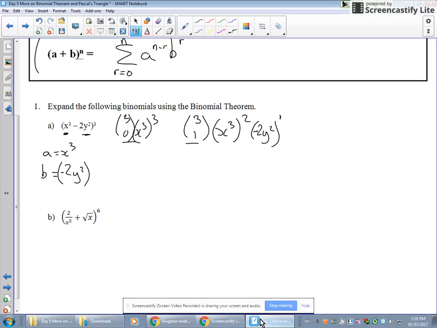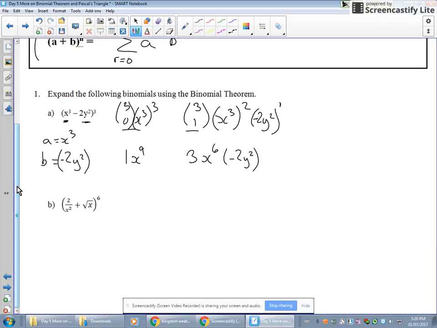When this gets expanded, 3 choose 0, coefficient is 1. Then that becomes x to the power of 3 to the power of 3, which is x to the 9. Here, 3 choose 1 is 3. And then x to the 6. And then minus 2y squared. I'm posting the actual solutions up online, so you'll be able to see that.